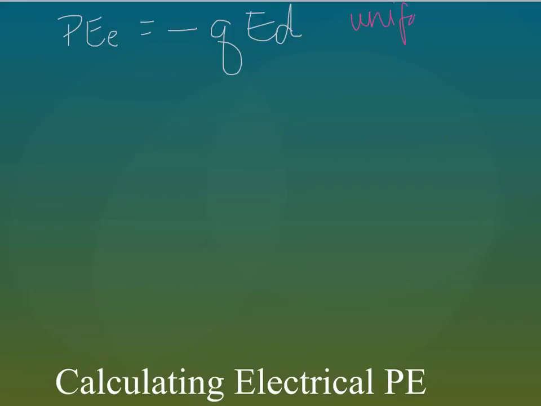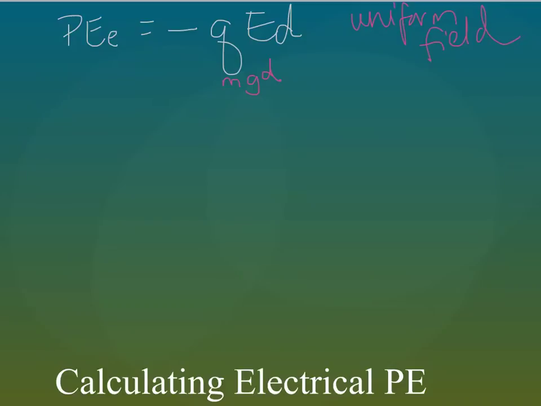Okay, so this equation is only for a uniform field. We're not going to worry about anything else. And our equation actually might look a little bit similar. So here we have the negative charge times the electric field times the distance it is traveling in that field. This does look a little bit similar to mass times gravity times distance, except instead of mass, we have charge, and instead of gravity, we now have our electric field, and distance is the same. So it's still very similar to gravity, just like we showed with forces.